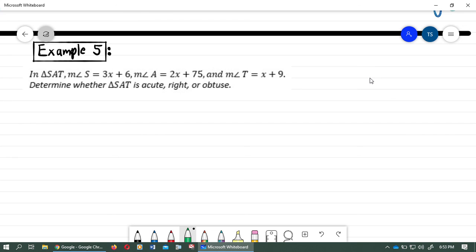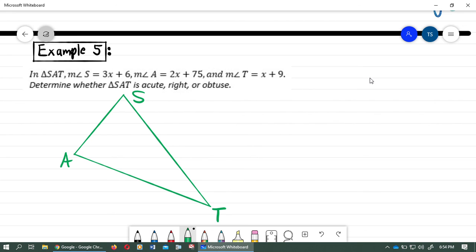In triangle SAT, all you've got to do is draw out any triangle. It doesn't matter how you make the triangle look, because you don't know whether the triangle you've drawn is to scale or not, and you're going to have to solve for the stuff anyway. So draw any triangle and label the three vertices, or the three points of it, as S, A, and T.